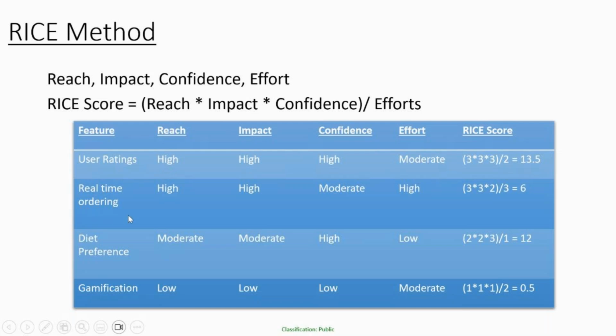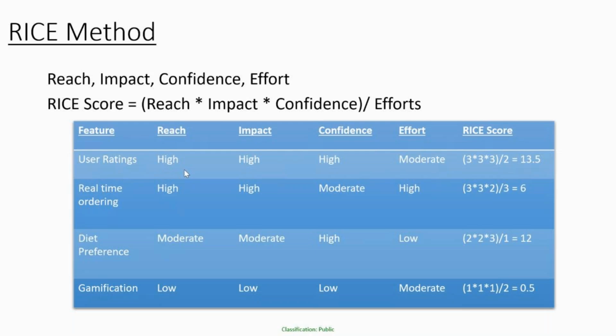Similarly for real-time ordering. Again, here the reach of it is going to be high because all the customers will benefit from real-time ordering. What's the impact going to be? It is definitely going to improve the customer experience by providing transparency of where the delivery agent is at this specific point of time. So that impact is good.